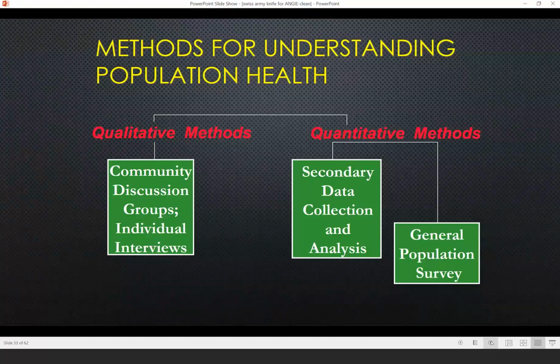On the quantitative side, there's data that we get from secondary sources, and we'll talk about some of those in a minute. But oftentimes, if it's possible to do a general population survey, that allows you to collect primary data, new information that's not available from any other source, which can also, again, be really rich when we want to understand what's going on in the community. So let me talk about secondary data first.